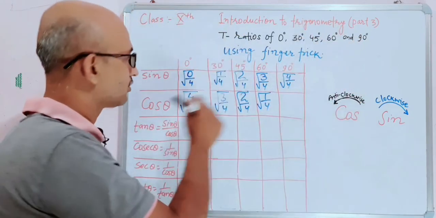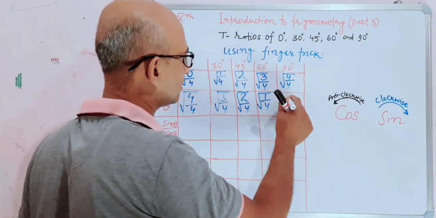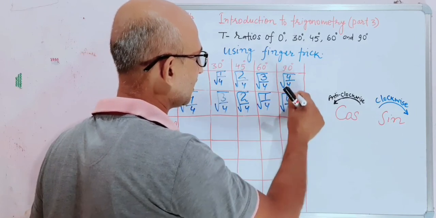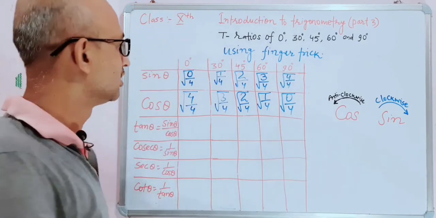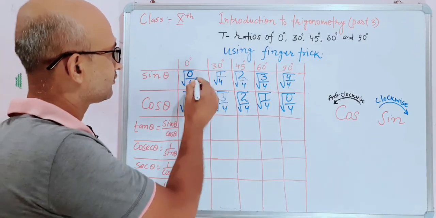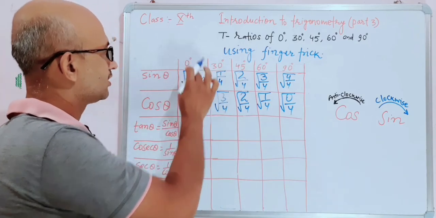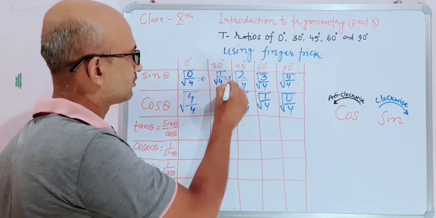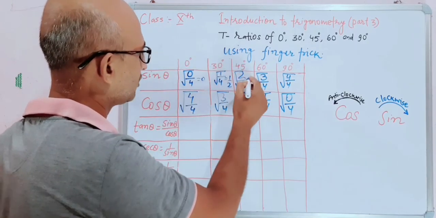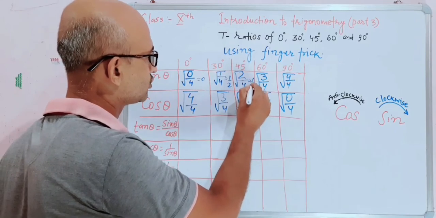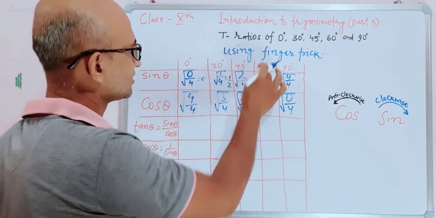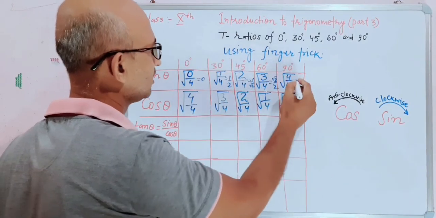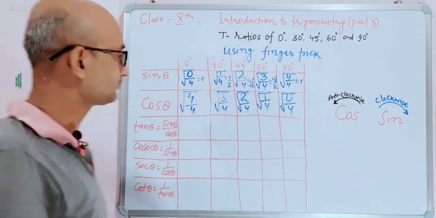Therefore, in the column of cos of 90 degree, we take 0 and divide it by 4 and put a square root over it. Now, do calculation. After calculation, we get value of sine 0 equals to 0, value of sine 30 equals to 1 by 2, value of sine 45 equals to 1 by root 2, value of sine 60, it is root 3 by 2, and value of sine 90, it is 1.